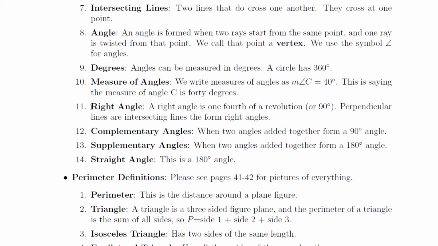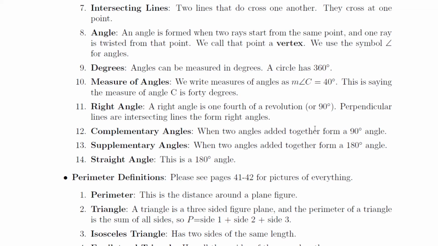So a right angle is a 90-degree angle, a quarter of a revolution. Perpendicular lines are intersecting lines that form right angles. So how does that work together? Well, if you take a right angle and you split it into two separate components that are added together, they would be complementary angles.